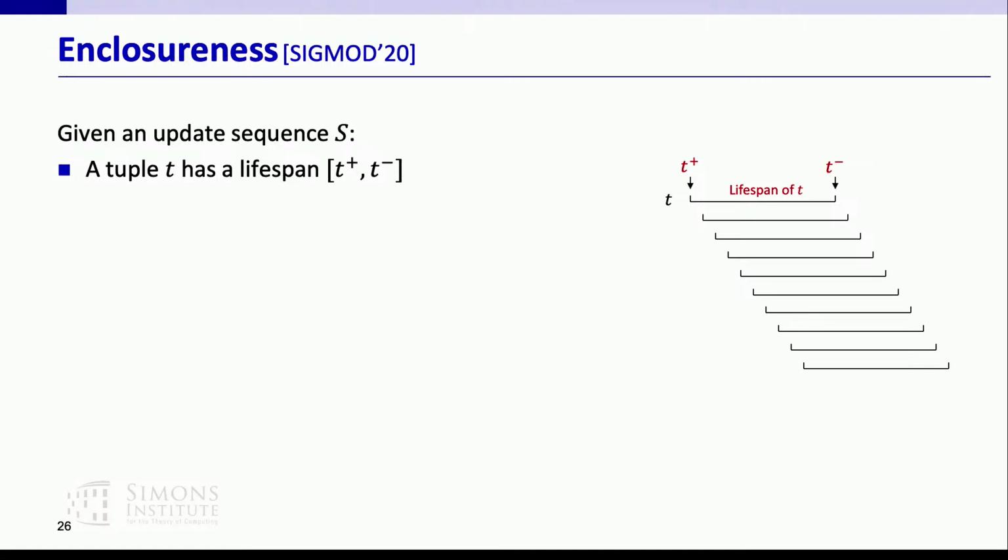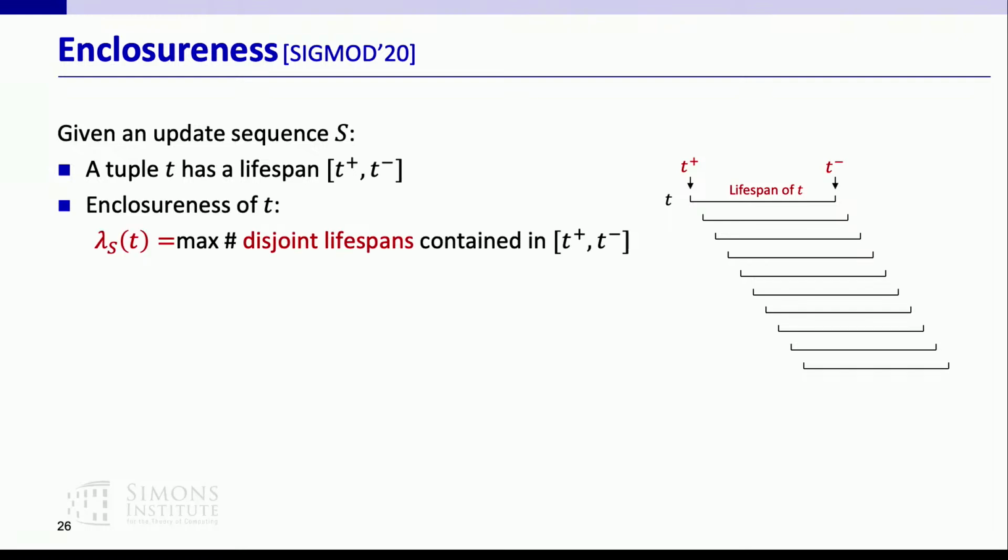So it considers an update sequence. Each tuple here defines a lifespan interval. For this tuple T, T plus is the time step when tuple T is inserted, and T minus is the time step when this tuple will be deleted. So what's the enclosure list of this tuple? It's defined as the maximum number of disjoint lifespans contained in this lifespan interval.